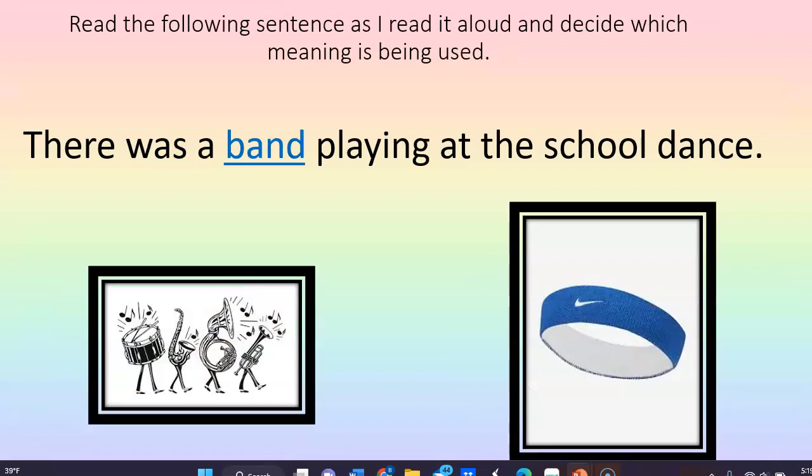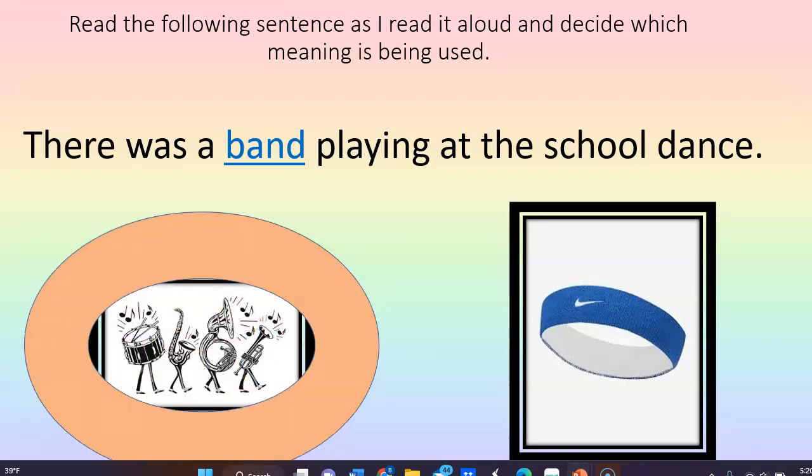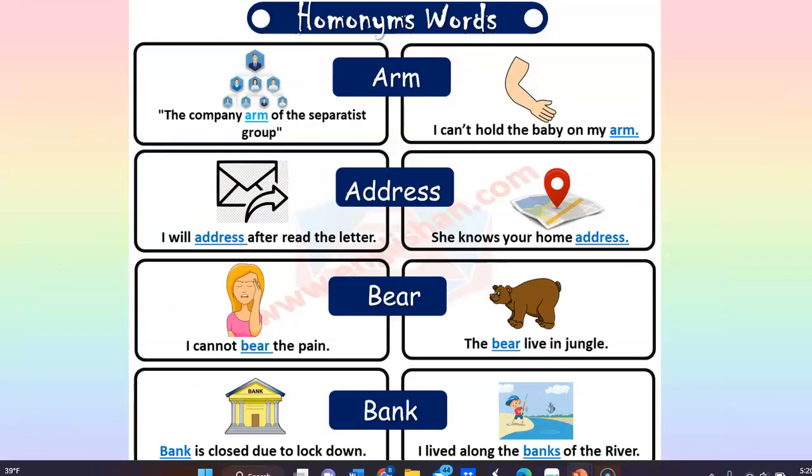Another example, read the following sentence as I read it aloud and decide which meaning is being used. There was a band playing at the school dance. We have the band that would be playing music and the headband. Again, the band playing music would be the one used in this sentence, and we can determine that by reading the sentence and using those context clues.